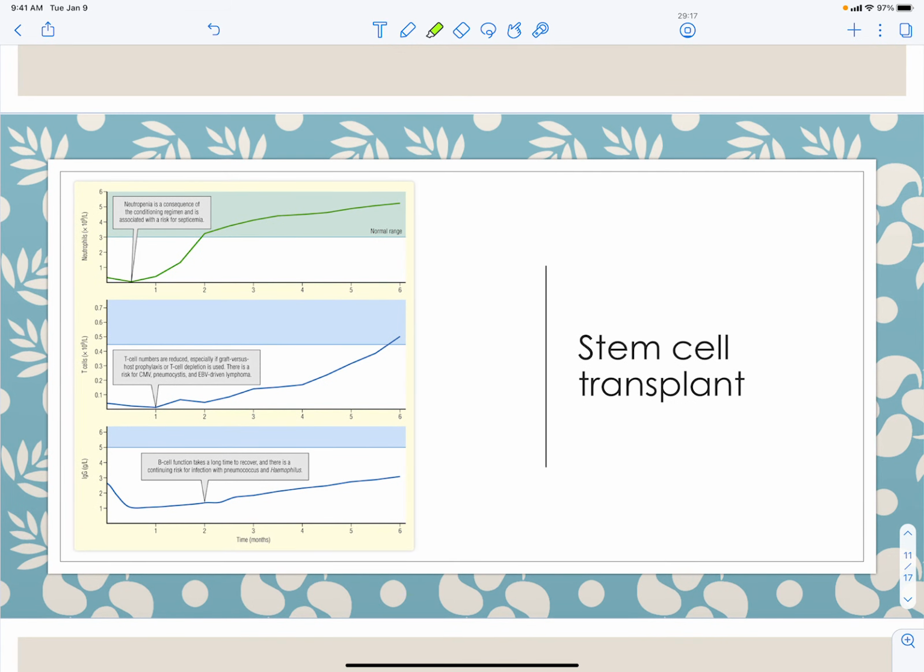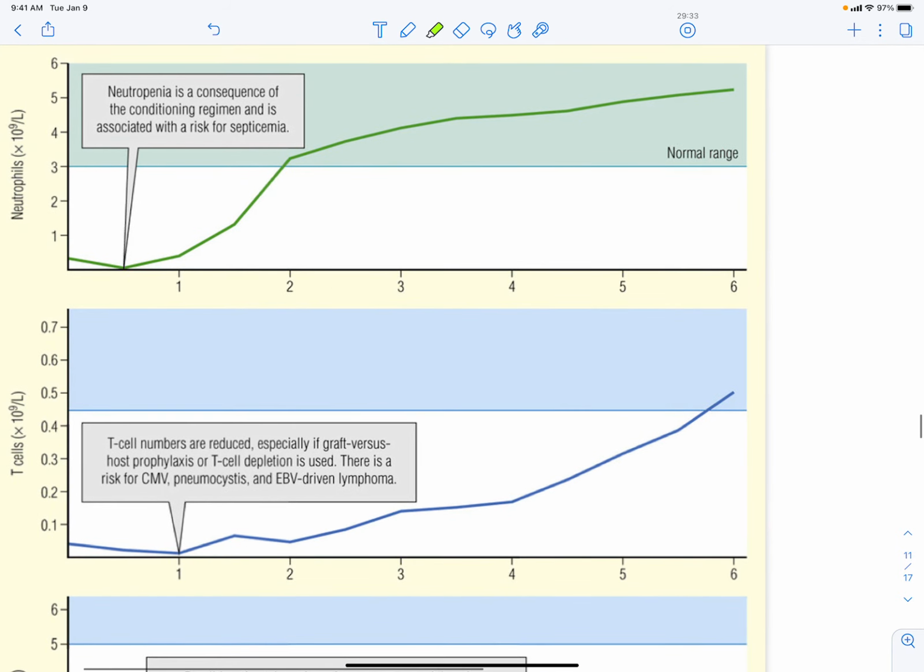So with respect to a stem cell transplant, there is always going to be a risk of the donated transplant, of course, attacking the recipient. There are also risks for infection. So you can have a period of neutropenia, and this is going to be the conditioning associated with the stem cell transplant, and you can have risk of septicemia associated with that.